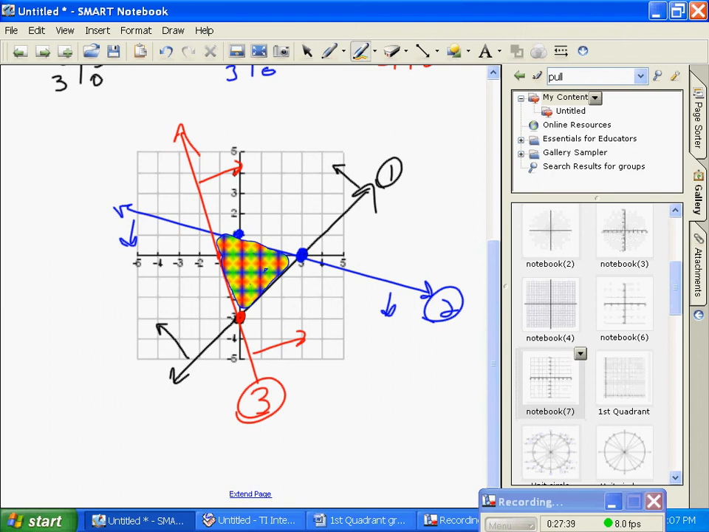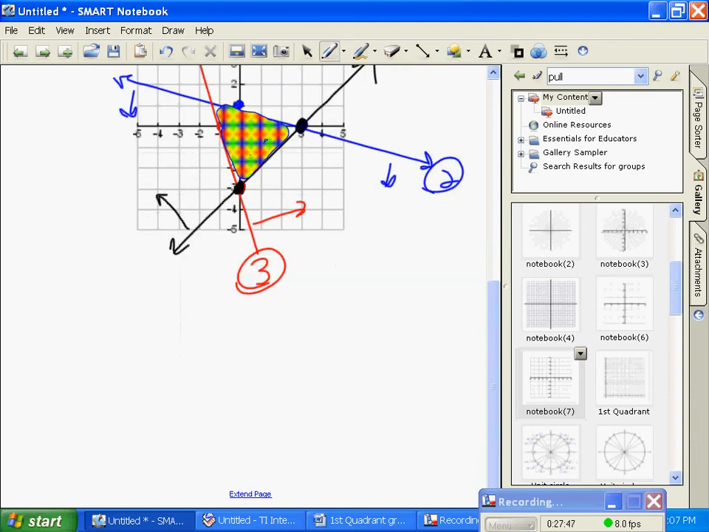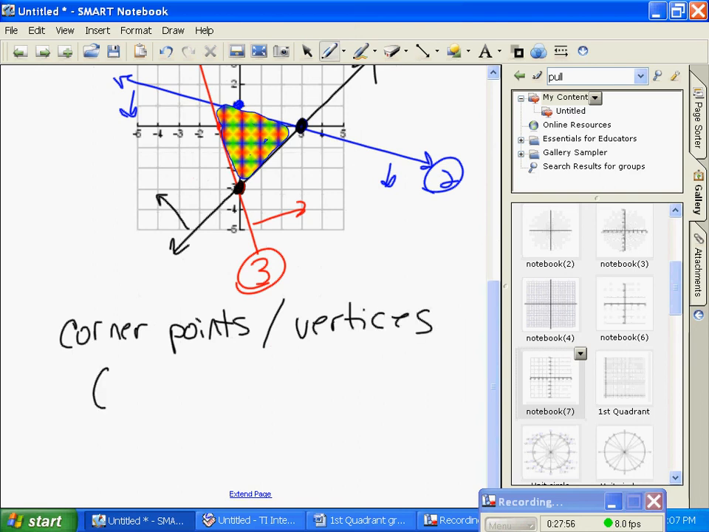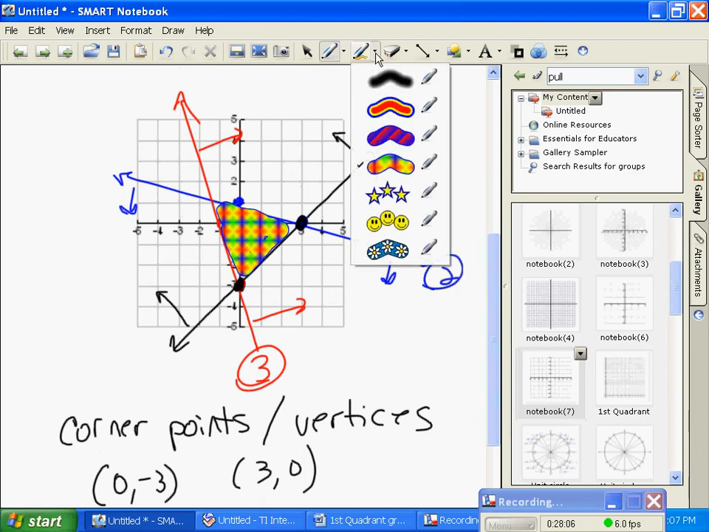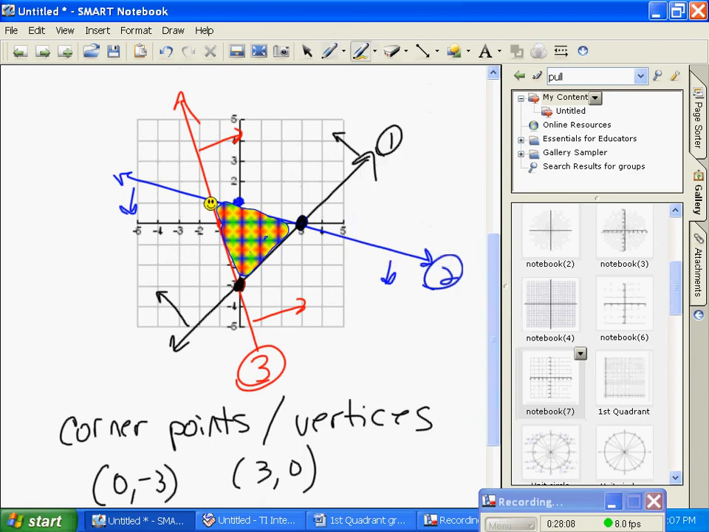And now I need my vertices. I think I already have these two because I was graphing them. So I have corner points, sometimes known as vertices, at (0, -3) and (3, 0), and then I have the one I'm not so sure of. Let's put a smiley face on it, right there. It's the intersection of equation 2 and equation 3.